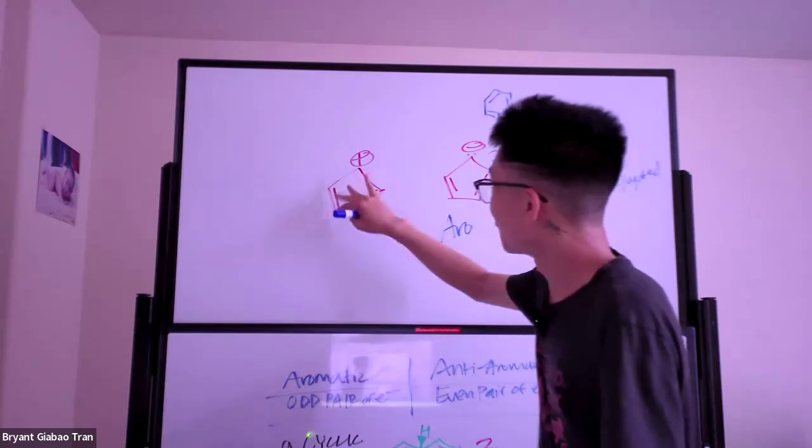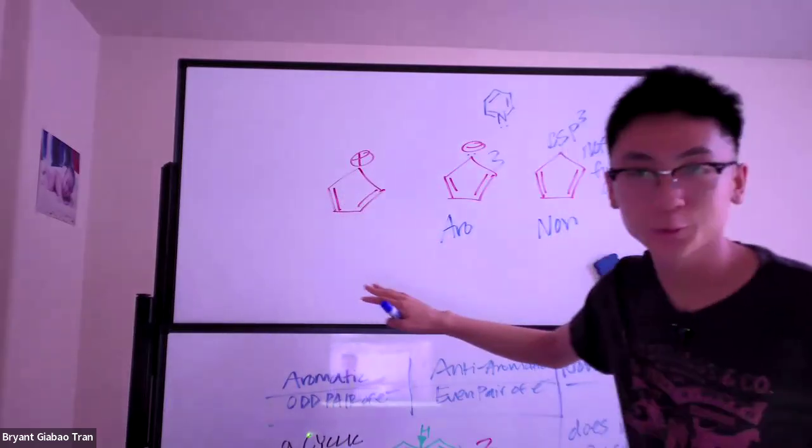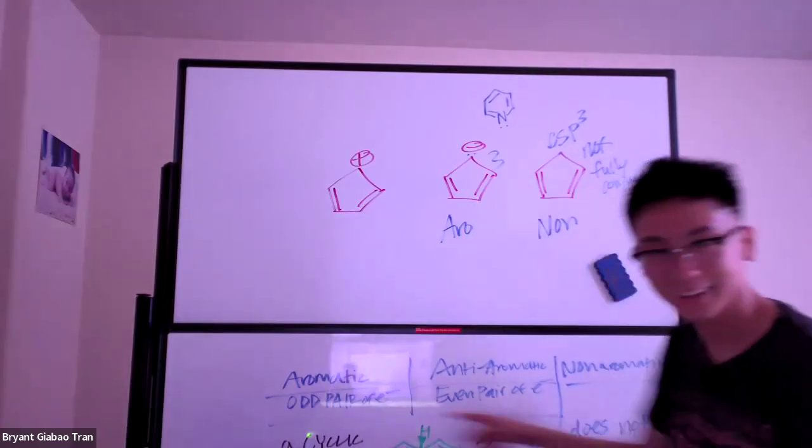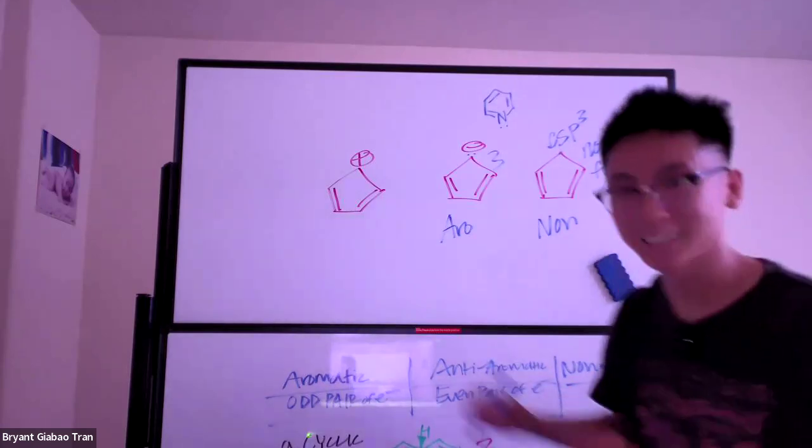And for the first one, I think it's aromatic. Is it? Right. So for the first one here, how many pairs of electrons are doing resonance? 2. Right. Is that an odd pair or even pair? So it's anti-aromatic. Yeah, anti-aromatic.